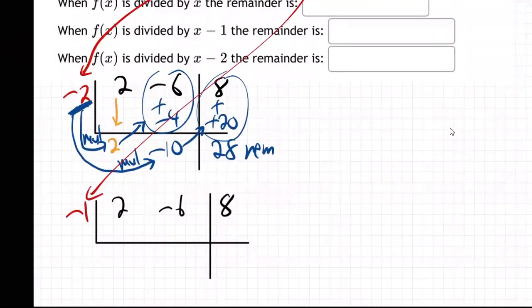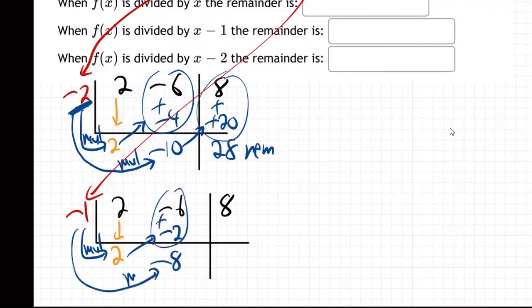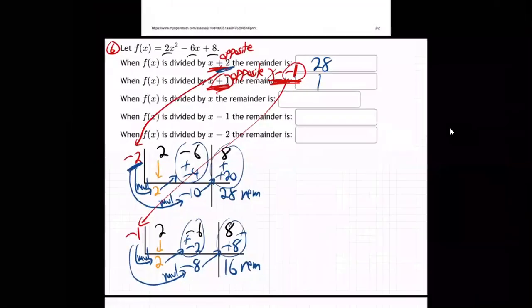Okay, so synthetic division, now we just bring it down and multiply it around. Negative 1 times 2 is negative 2. Add them up, that's negative 8. And multiply negative 1 times negative 8 is plus 8. Add them, 16. So that's the remainder there, positive 16.